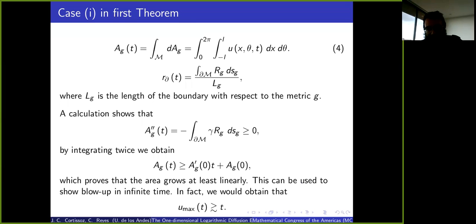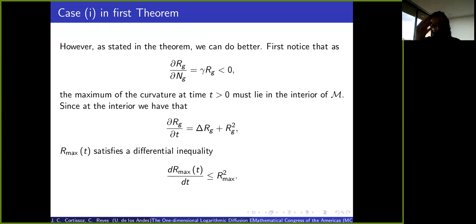But as I said, if you recall the theorem, I'm going to recall it for you here. I said that the maximum blew up with an exponent 3/2 here instead of an exponent 1. So how can you improve this blow up rate? Well, we use this.